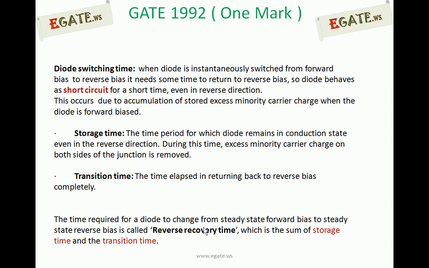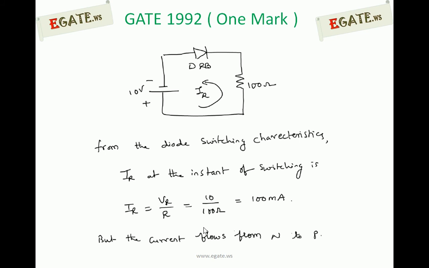Similarly, if a diode is changing from reverse bias to forward bias, that time is called the forward recovery time. But forward recovery time is very small compared to the reverse recovery time. So diode switching times are dominated by reverse recovery times, that is, when the diode is changing from forward bias to reverse bias. Now in the question we are going to calculate the current at t equals 0 only. That is, we are in the initial state of changing from forward bias to reverse bias, just entering the region of storage time.